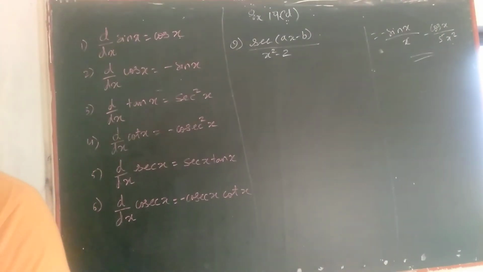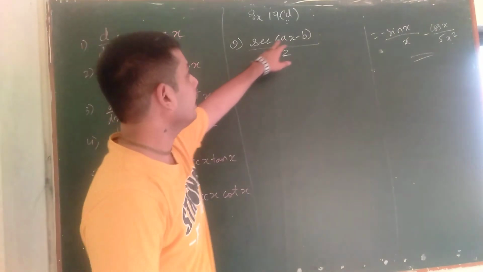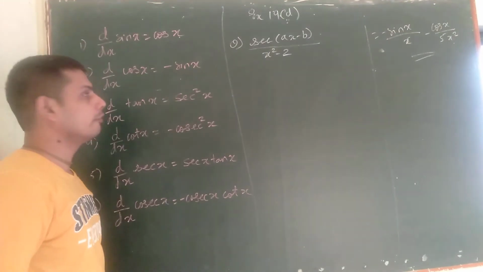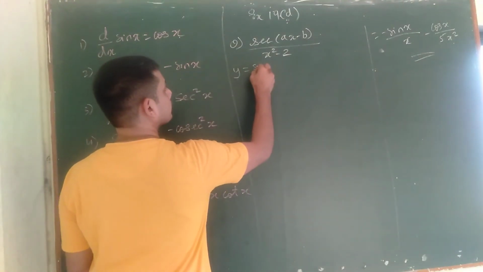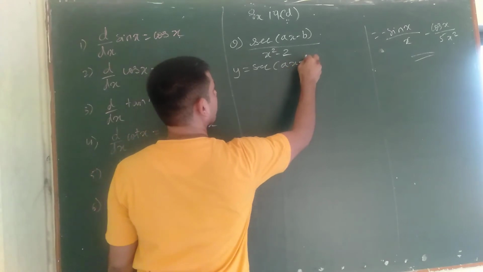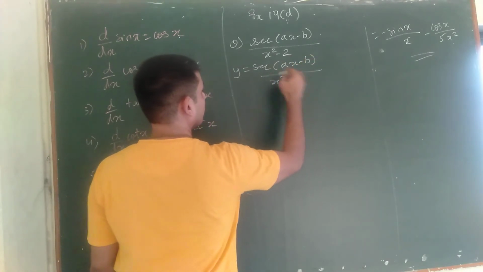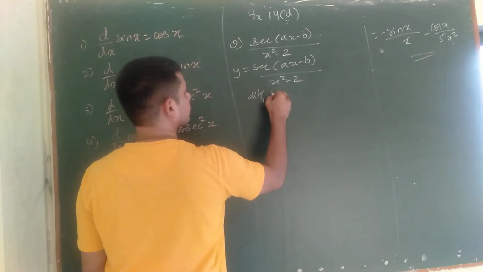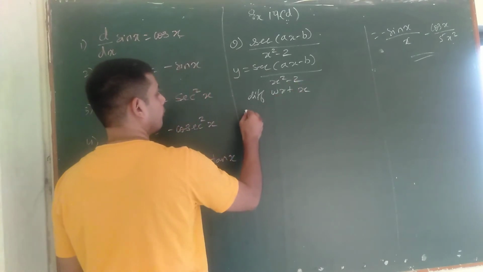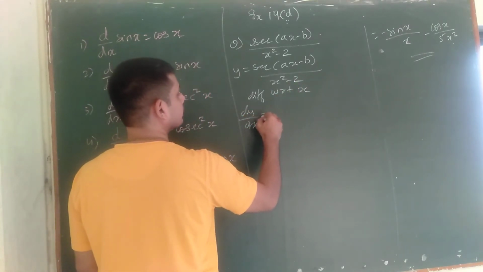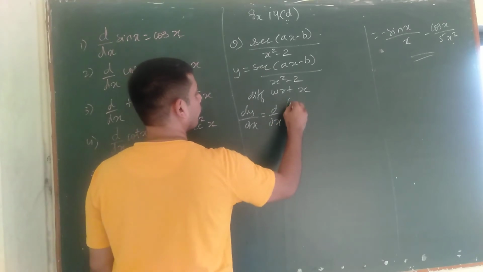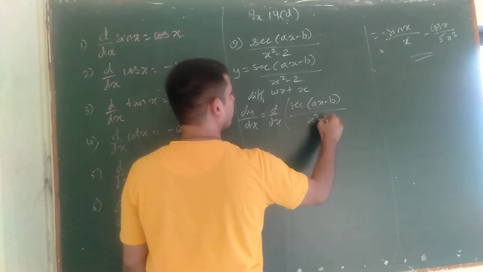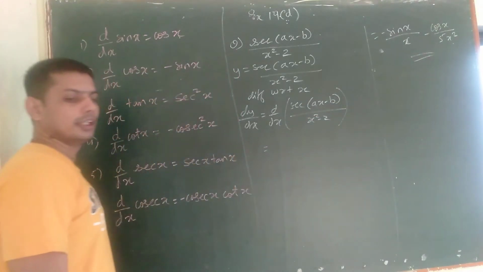The question is to find the derivative of sec(ax minus b) upon x square minus 2. Okay, so again this is in the form u by v. So let us first take this as the function y. So this is y. Now differentiating with respect to x, I get dy by dx is equal to d by dx of sec(ax minus b) upon x square minus 2. So now this is u by v again.